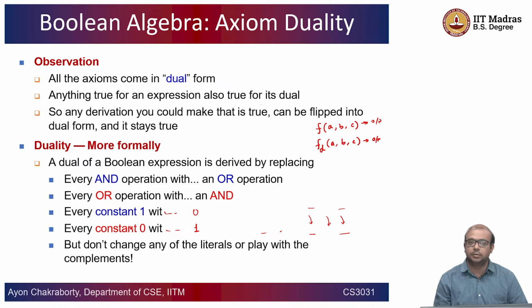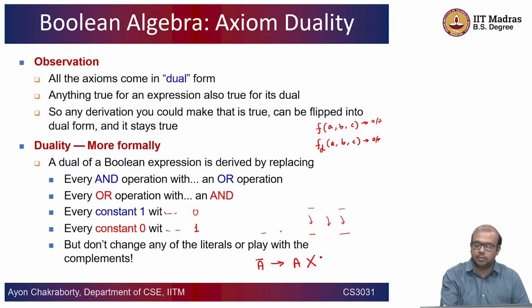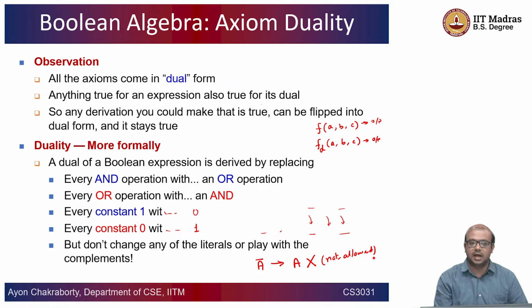So constant 1 is going to be replaced by constant 0, and constant 0 is going to be replaced by constant 1. What you really need to remember if you want to find out a dual is that you cannot change complements, right? For example, if you have a bar, you cannot change it to a. So this is not allowed. You need to keep the expressions that have this complement sign, like a bar or b bar, whatever be the case, intact. You cannot touch them, but you can change the ANDs to ORs, and constants you can flip the value.